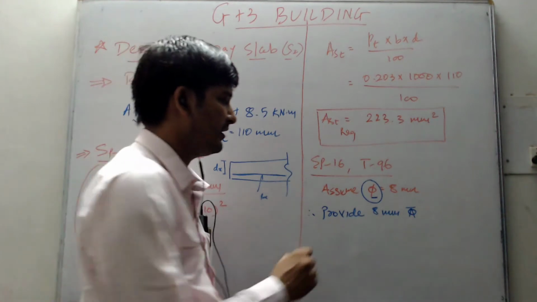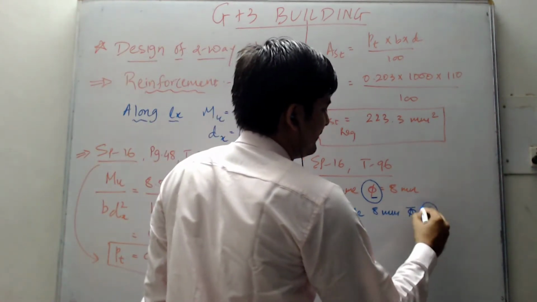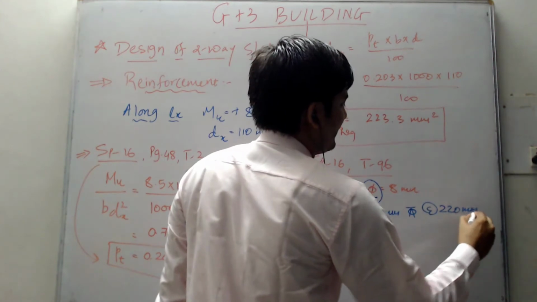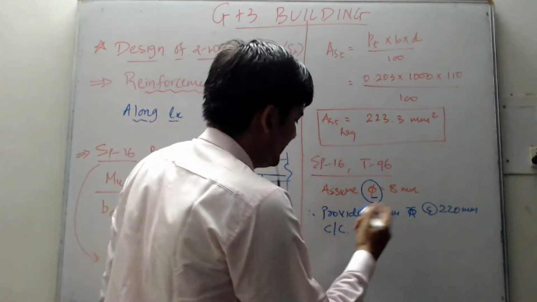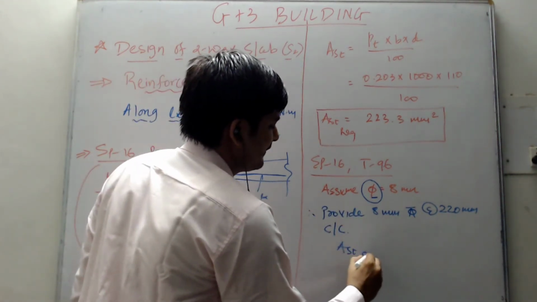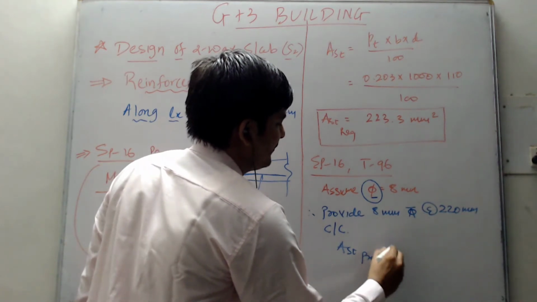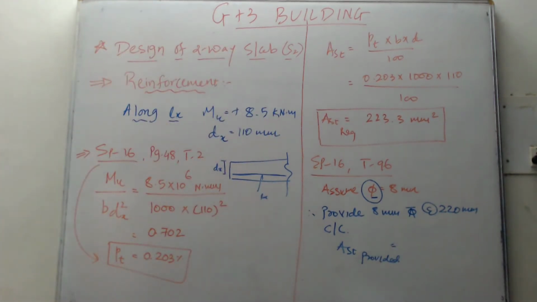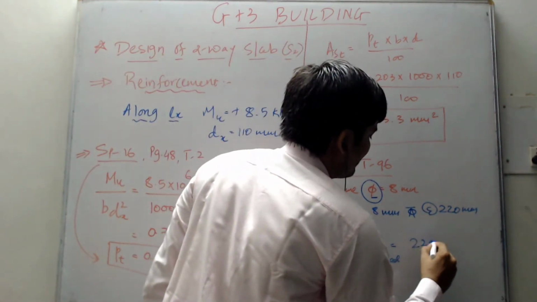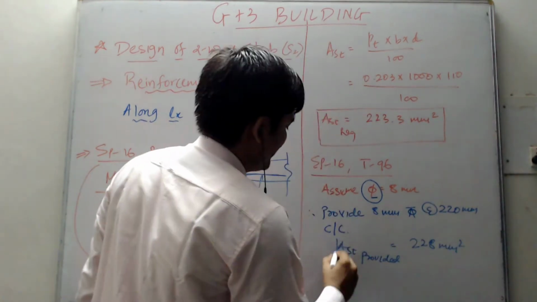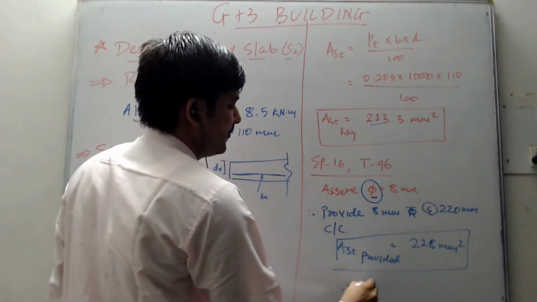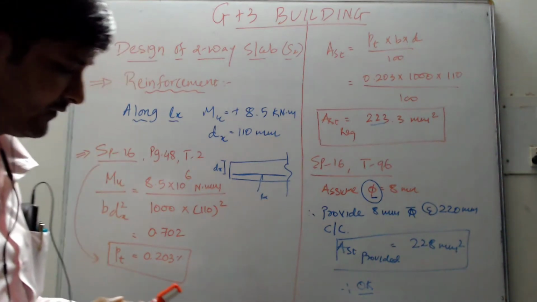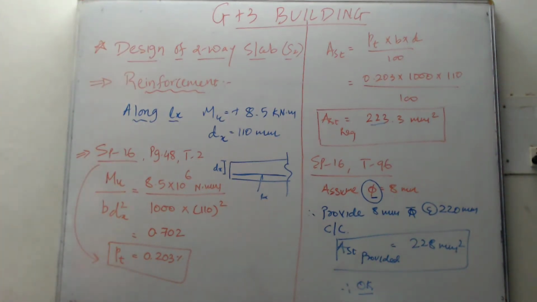So provide 8 mm diameter bar at 220 mm center to center, right? This is only one way, there is no both way, right? And therefore AST provided, we are directly getting from the code, and the value was 228 mm square, right? As you can see, AST provided is greater than AST required, therefore it is okay. You can write this also, this is one of the checks, right? So this is how you can calculate the steel along LX direction, right?